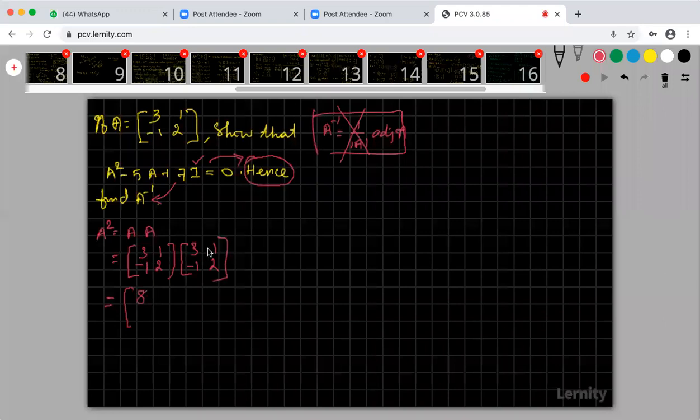And this is 3 ones are 3, and this is 1 into 2, 2. So 3 plus 2, it is 5. And this is minus 3 and minus 2, that is minus 5. And this is minus 1 plus 4, so that answer is 3.